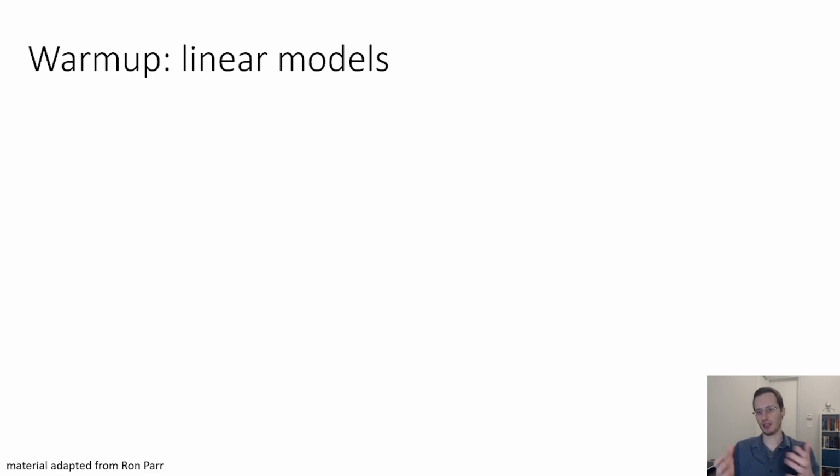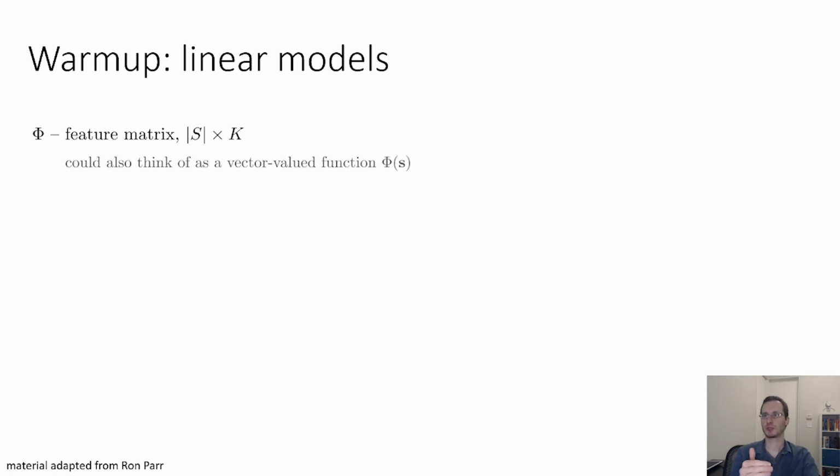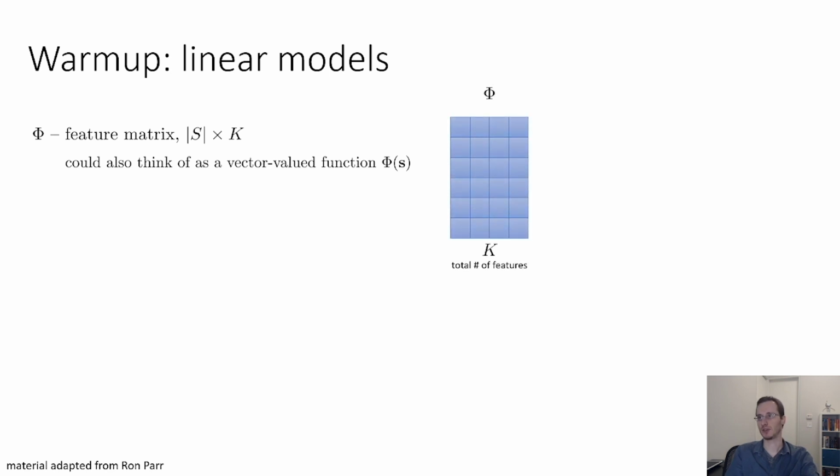So, and I should preface by saying a lot of this material is borrowed from some really excellent slides prepared by Ron Parr. As a warm-up, let's think about model-based reinforcement learning with linear models. So let's say that we have some feature matrix denoted phi, and the feature matrix is a matrix S by K entries. You could also think of it as a vector-valued function phi of S. So you can think of it as a matrix where the number of columns is the number of features and the number of rows is the number of states. And for each one you have a number denoting the value of that feature in that state.